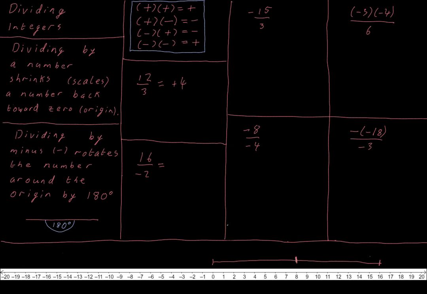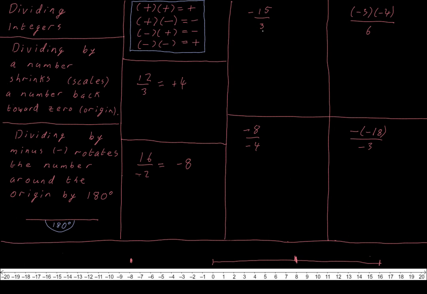So we're at 8, but we divided by minus 2. So we now have to deal with our rotation. So we were at 8, and we rotate around by 180 degrees, and we end up down at minus 8. And we can see here a positive divided by a negative, plus divided by minus, gives me minus.